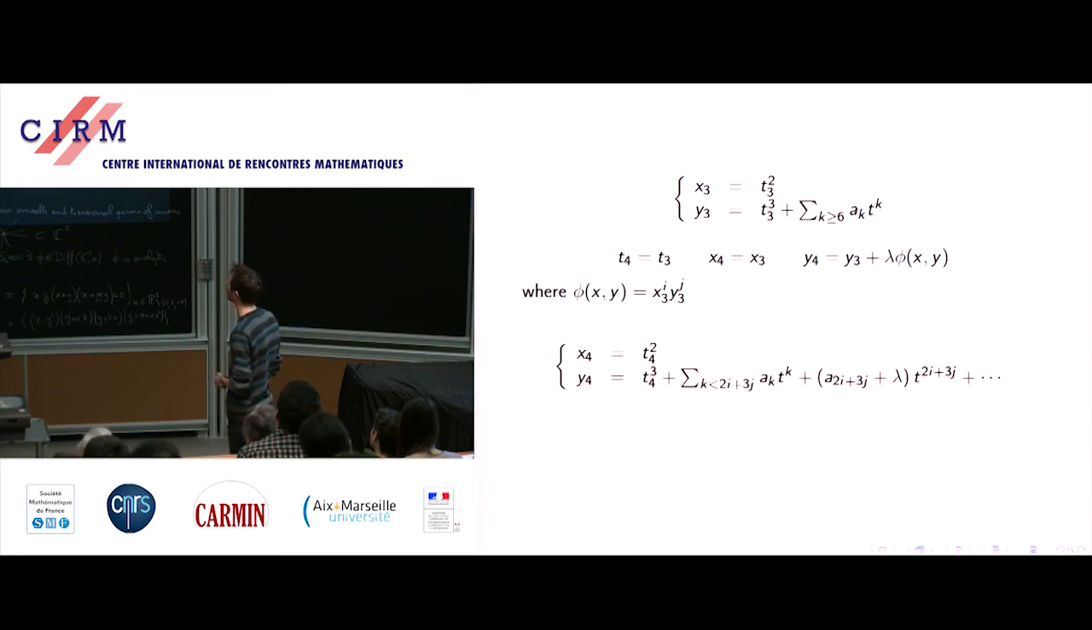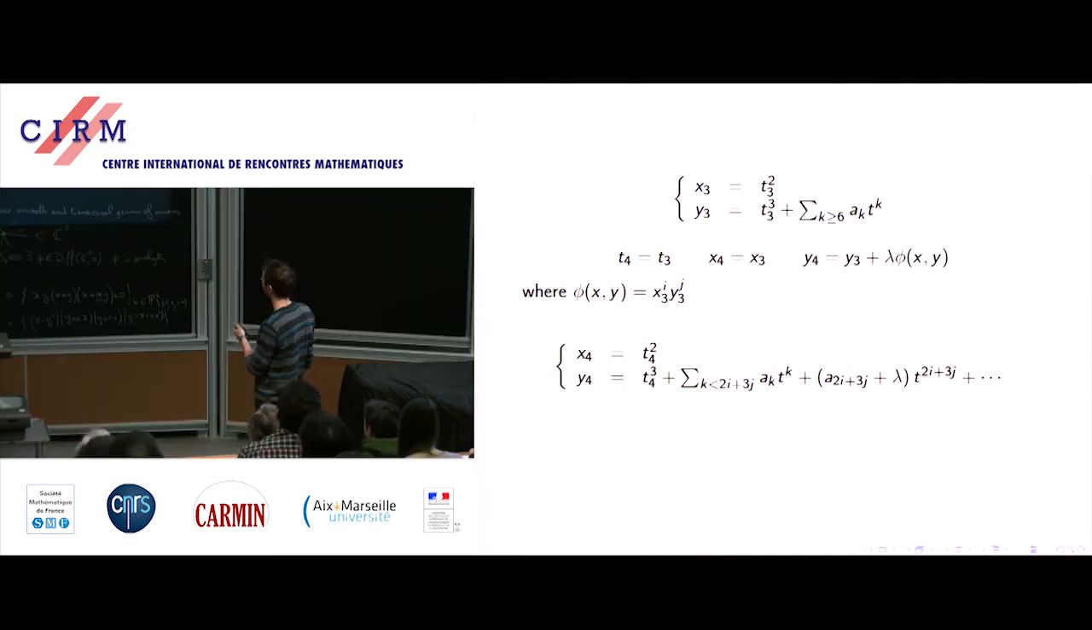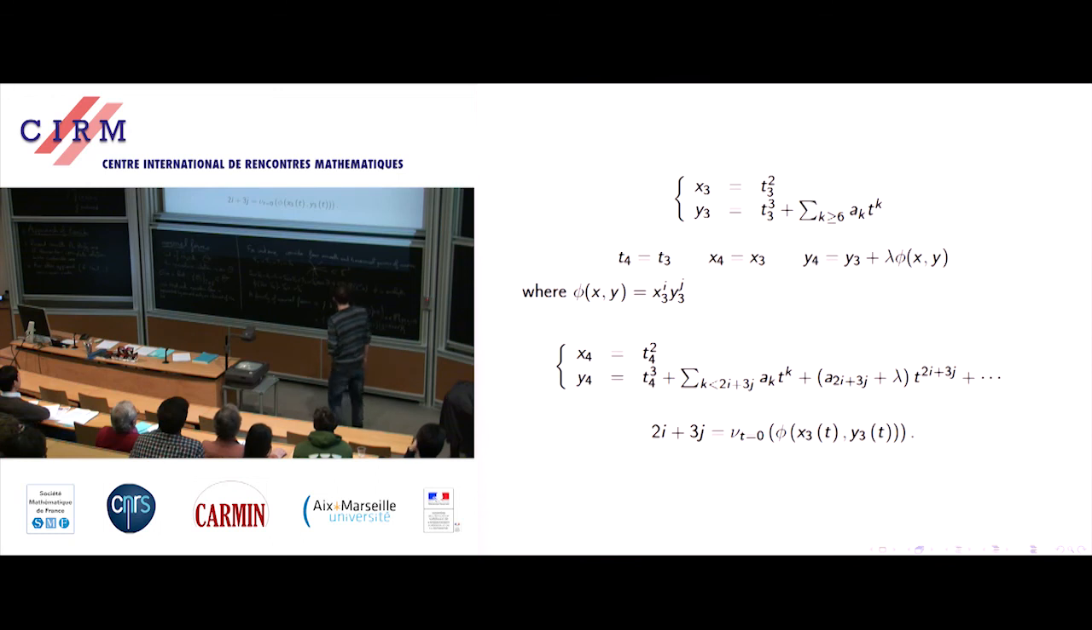If you do this computation, the parameterization is changed the following way. For the terms with power strictly smaller than 2i plus 3j, the term doesn't change. For the power exactly 2i plus 3j, the term is changed by a translation with parameter lambda, which is the same lambda as here. After that, everything is changed, but this is not important for us. Please notice that this 2i plus 3j is nothing but the valuation at t equal to 0 of the function phi evaluated along the parameterization.